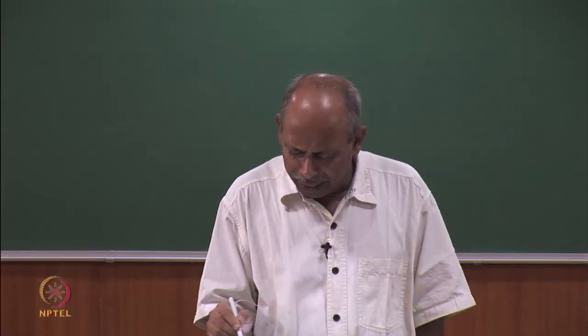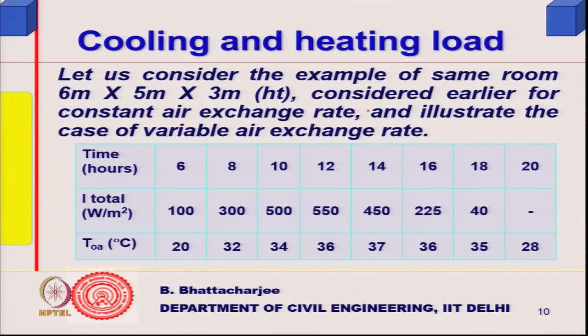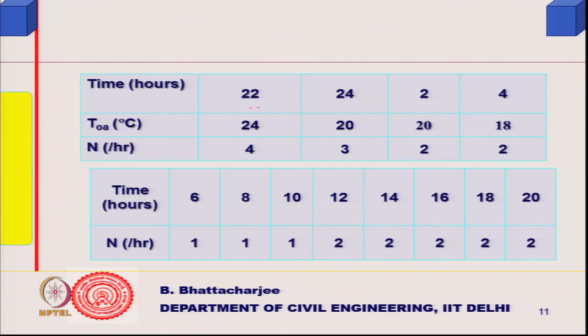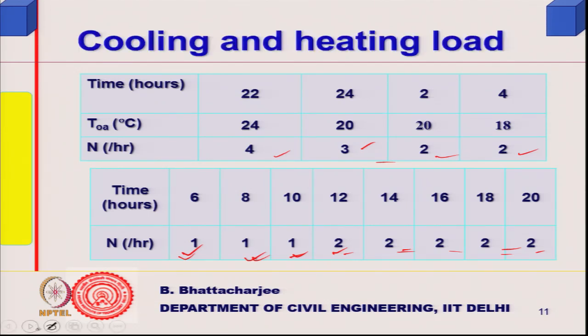So consider this example, same room. You know, earlier for constant exchange, now I have time in hours, and I values are given. Outside air temperature is also given, right? Now the n values are given, 6, 8, 10. You know, this is the air changes. So variable ventilation rate, 6 am, 1 hour, 1, 1, 2, 2, 2, 2, 2, etc. So variable ventilation rates are given here, in addition to the data that we had earlier, right?